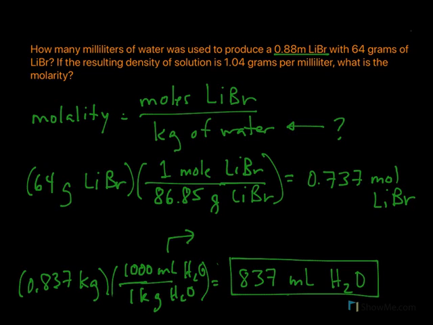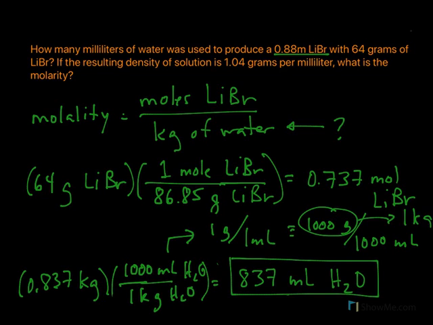Again, this conversion here is because 1 gram of water is equal to 1 milliliter of water, so 1,000 grams of water is equivalent to 1,000 milliliters of water. And 1,000 grams of water is 1 kilogram.